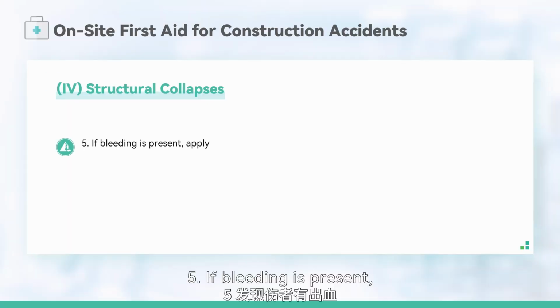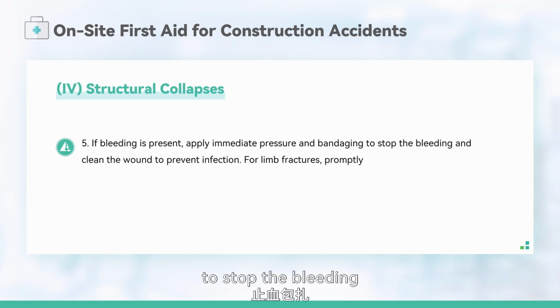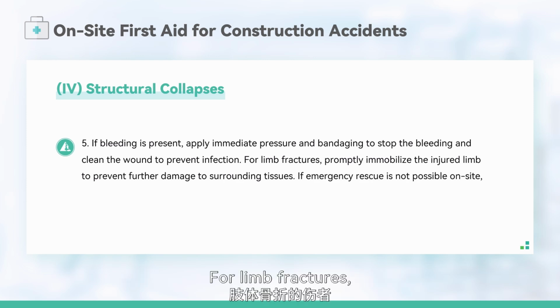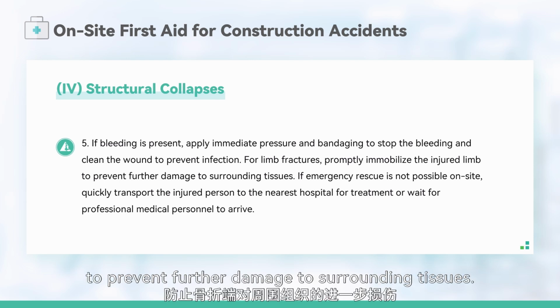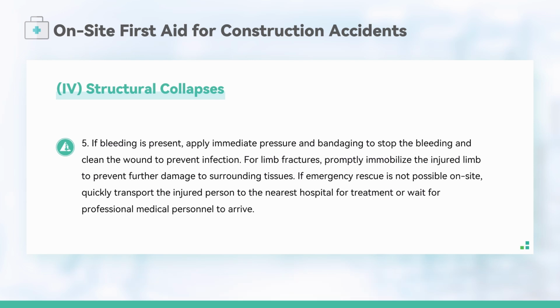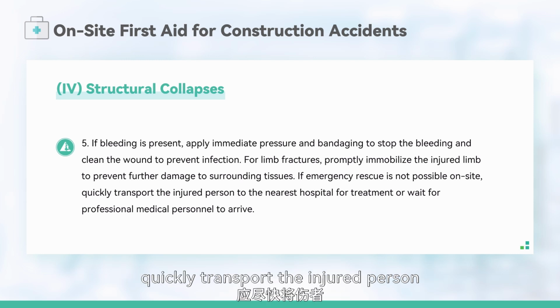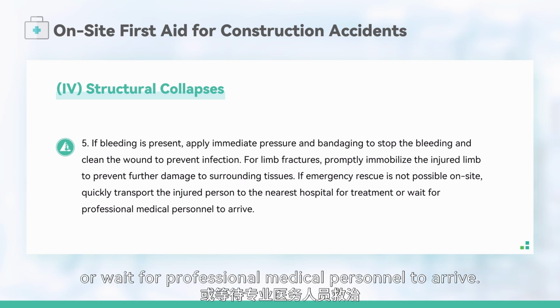5. If bleeding is present, apply immediate pressure and bandaging to stop the bleeding and clean the wound to prevent infection. For limb fractures, promptly immobilize the injured limb to prevent further damage to surrounding tissues. If emergency rescue is not possible on site, quickly transport the injured person to the nearest hospital for treatment or wait for professional medical personnel to arrive.